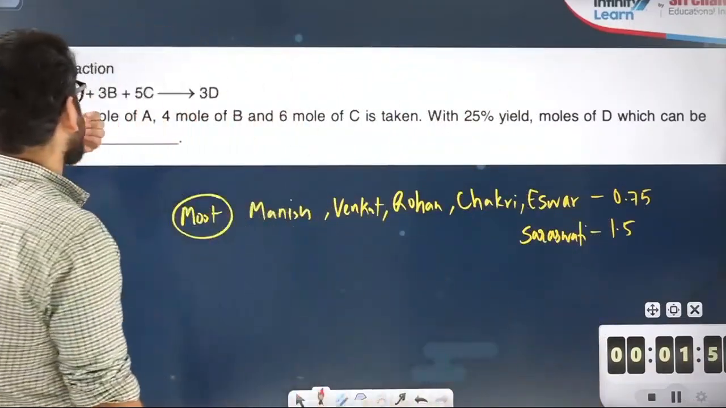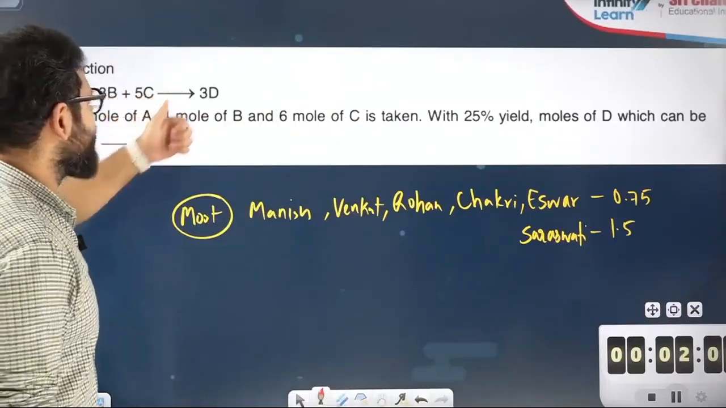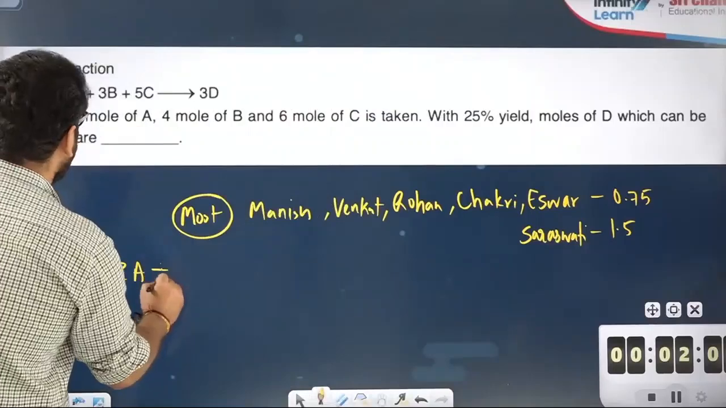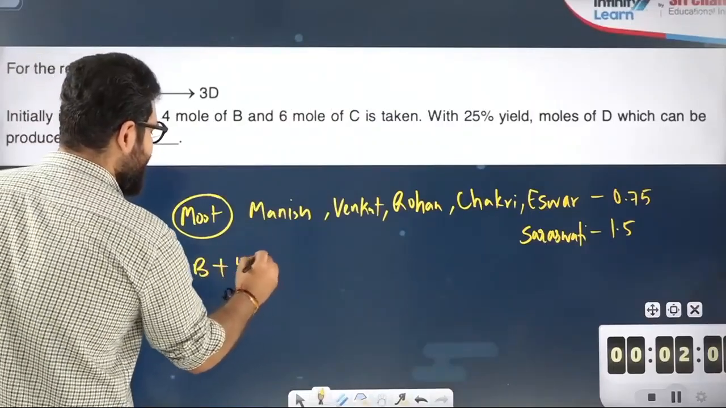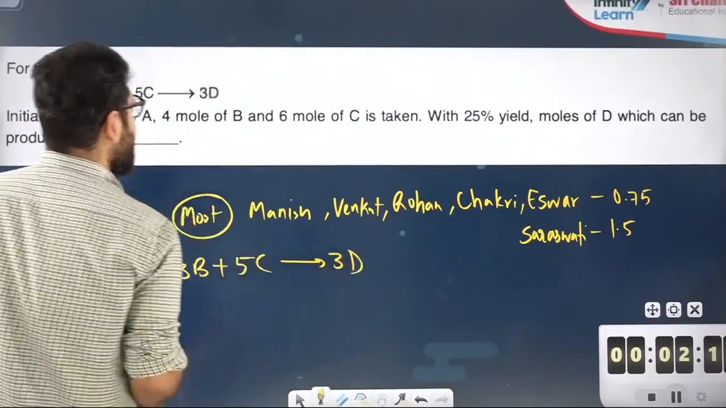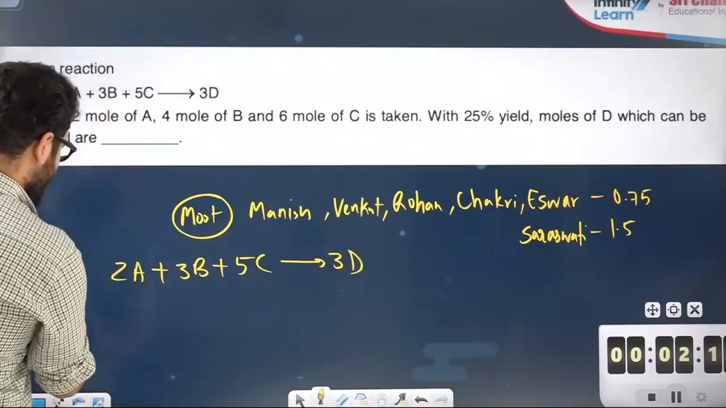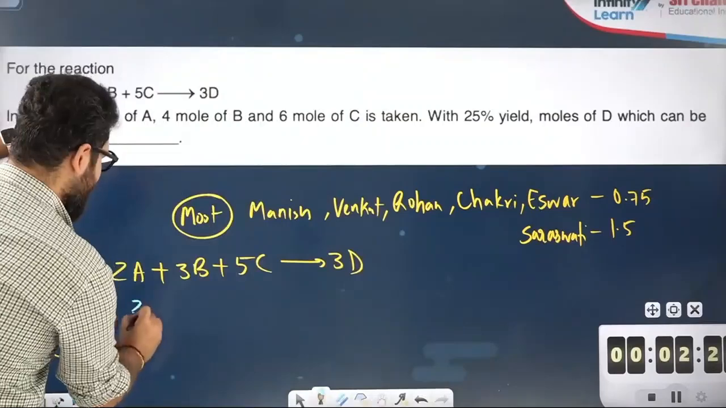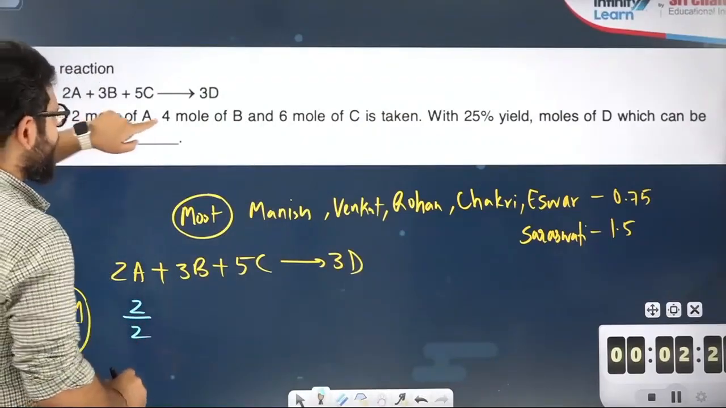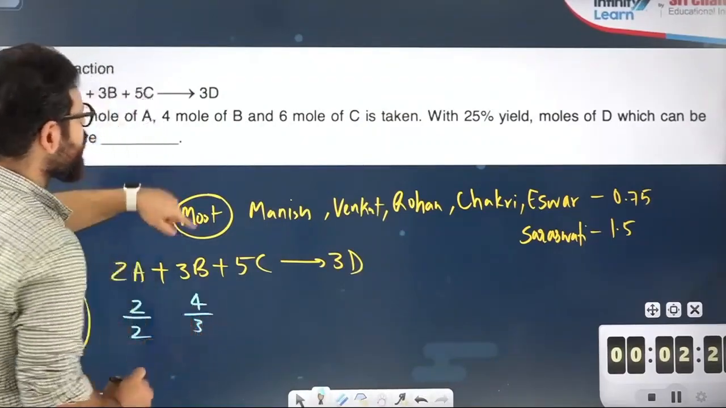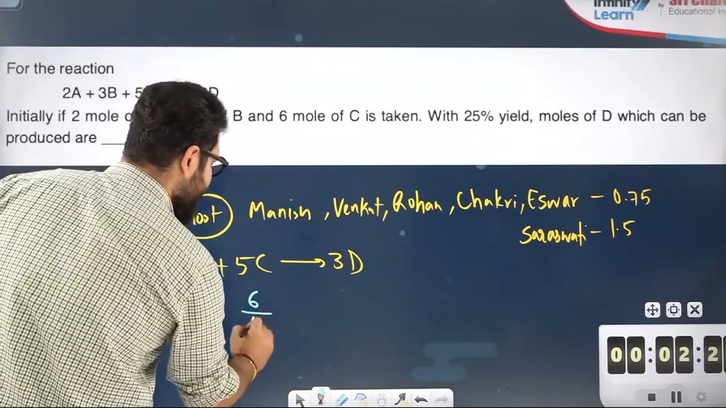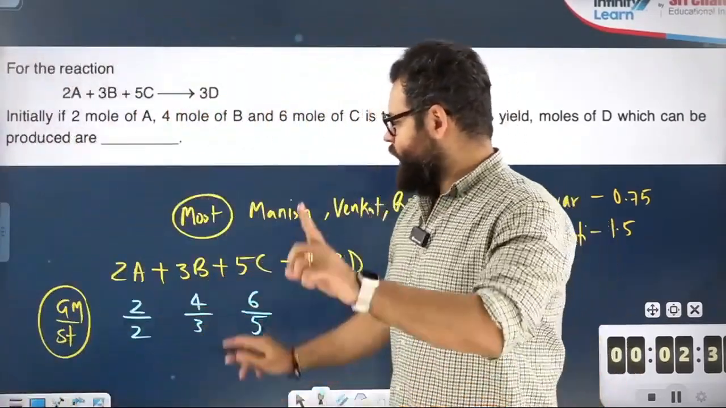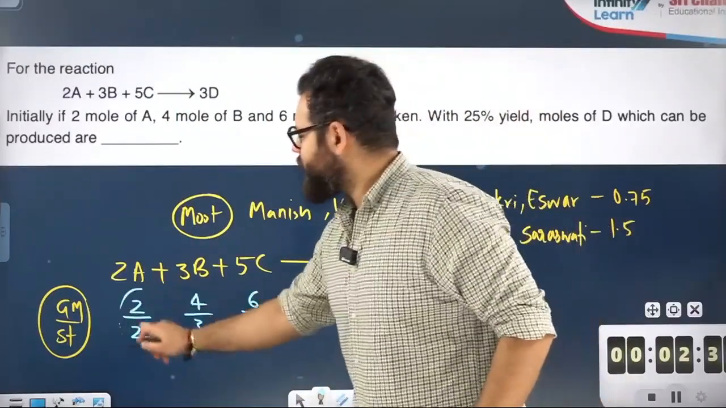Okay. Reaction says 2A reacts with 3B plus 5C to give 3D. I'll write the reaction: 2A, 3B, 5C gives 3D. Now moles are given, so I'll take given moles by stoichiometry to find the limiting reagent. 2 moles of A are given, divided by 2, which is the stoichiometry. 4 moles of B are given, divided by 3. 6 moles of C are given, divided by 5. So we get 2 by 2, 1, 4 by 3, more than 1, 6 by 5, more than 1. This is the limiting reagent.